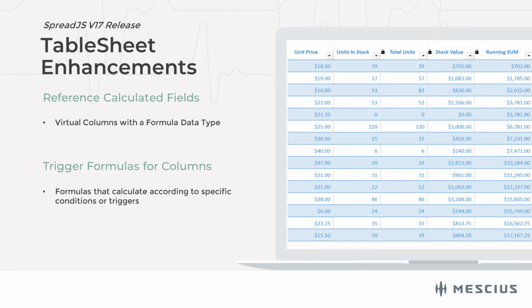Trigger formulas in a table sheet are formulas that calculate according to specific conditions or triggers. This means you can do things like recalculate data based on specific conditions, clean data when a new value is entered, or provide a default value for a column.